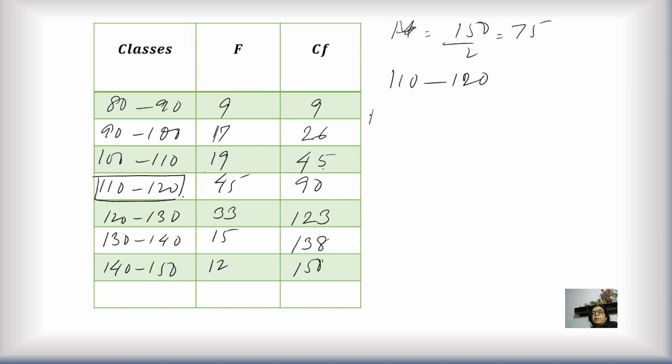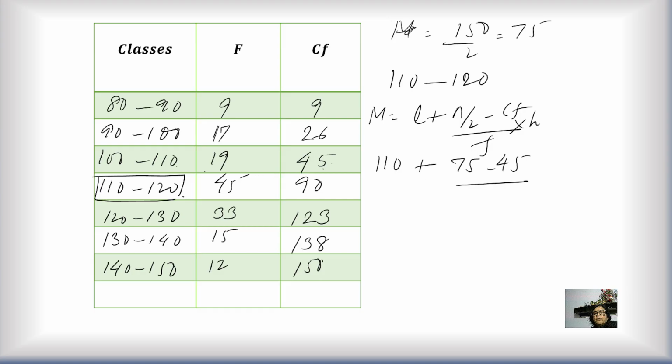So going back to the formula, median is equal to L plus n by 2 minus Cf by f into h. L is equal to 110, then n by 2 is 75. Cumulative frequency of the preceding class, preceding class is this one, cumulative frequency is 45. Frequency of the median class is again 45. And class interval over here is 10. So this becomes 110 plus 30 by 45 into 10.